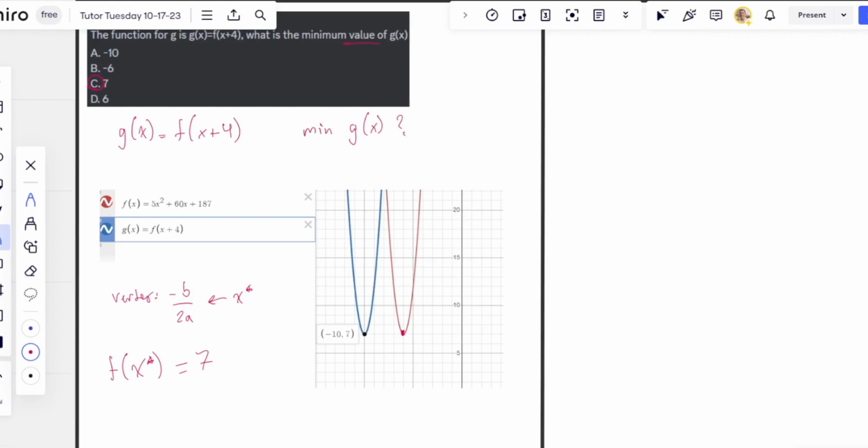Let's do a couple more math questions here. What have we got here? Okay, I like the looks of this one.